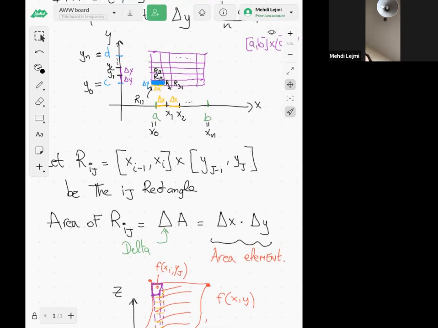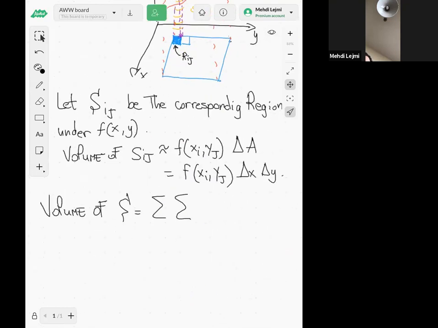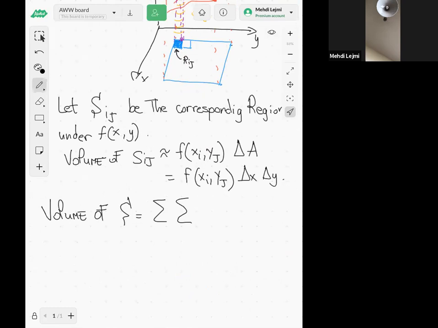So the volume of S would be a summation over i going from 1 to n, and then j, because we divide our interval CD into n subintervals, y0, y1, y2, etc. So here's the volume of Sij, which, as I said, can be approximated by this sum of f of xi yj, delta A.